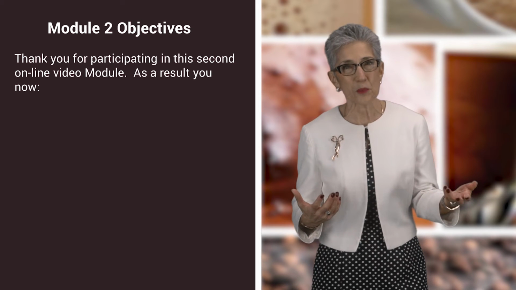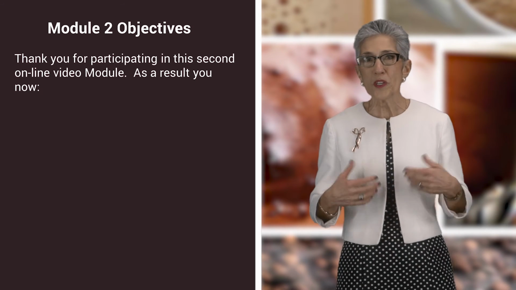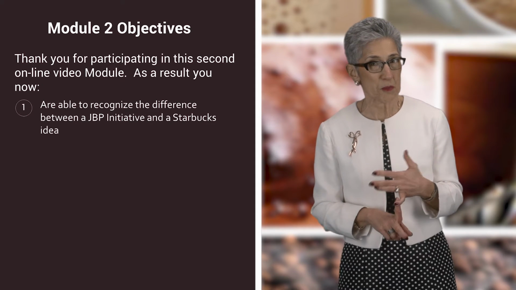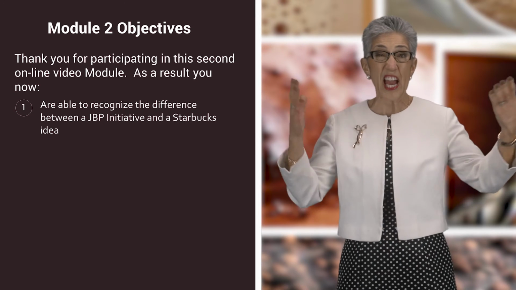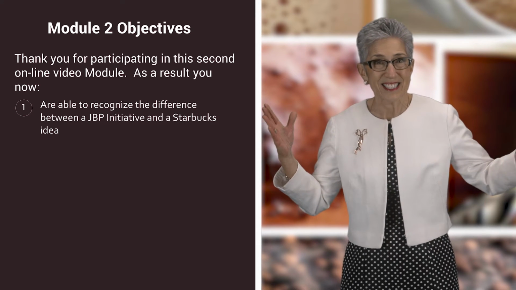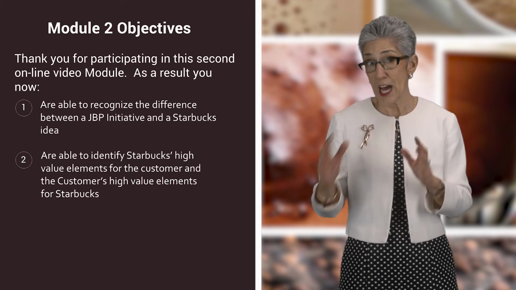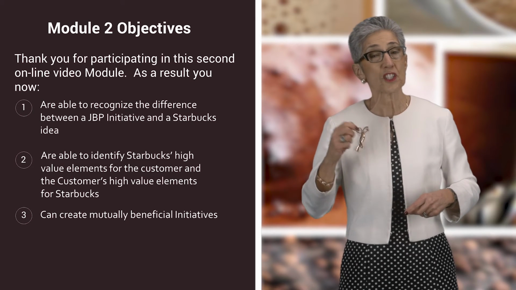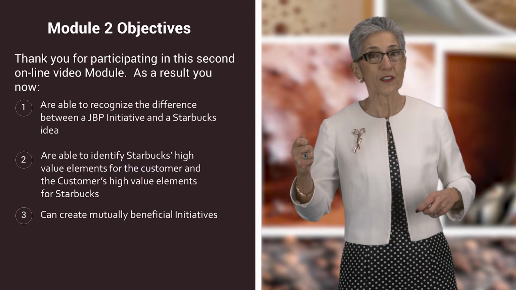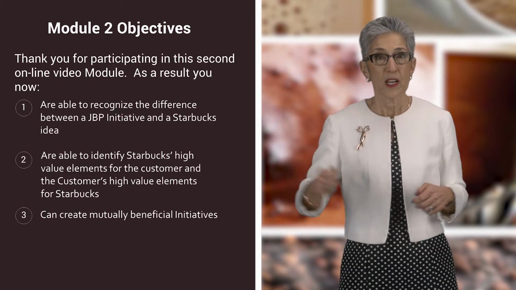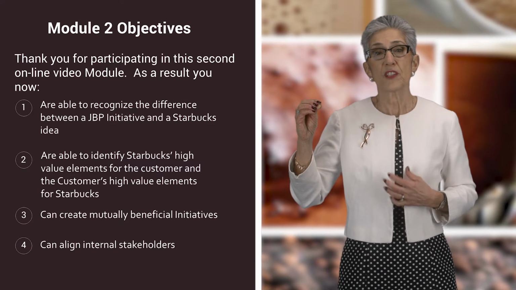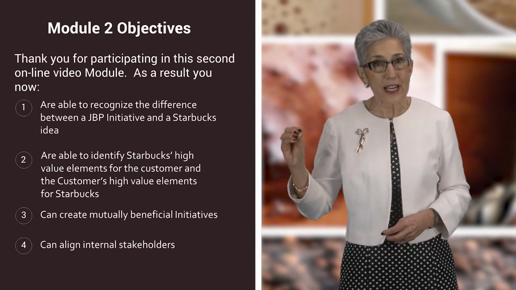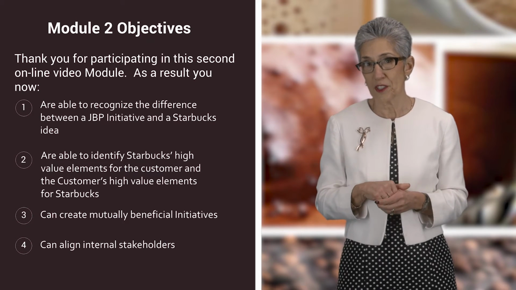That concludes the second module in this joint business planning series. We certainly hope that as a result of participating in this video, you now recognize the difference between joint business planning initiatives and a simple Starbucks selling idea. That you can identify Starbucks high-value elements and customer high-value elements. And that you can actually create and understand the work required to create initiatives. That you understand the importance of aligning internal stakeholders and have some insights into how best to approach your internal stakeholders.